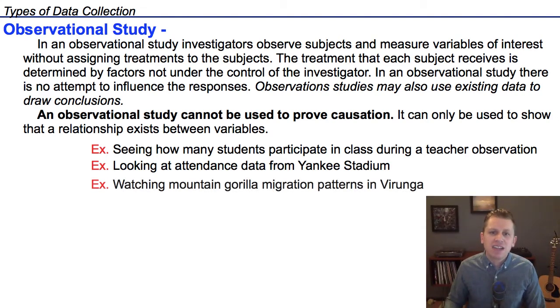And one final example could be the migration patterns of mountain gorillas in Virunga National Park. We could study this and see how the gorillas are moving through the park, but we cannot prove causation. We could say that it seems that more mountain gorillas exist in this region than another, but we can't say that mountain gorillas exist in this region because the elevation is higher. We don't know why they exist in a certain region. We can just recognize those patterns.